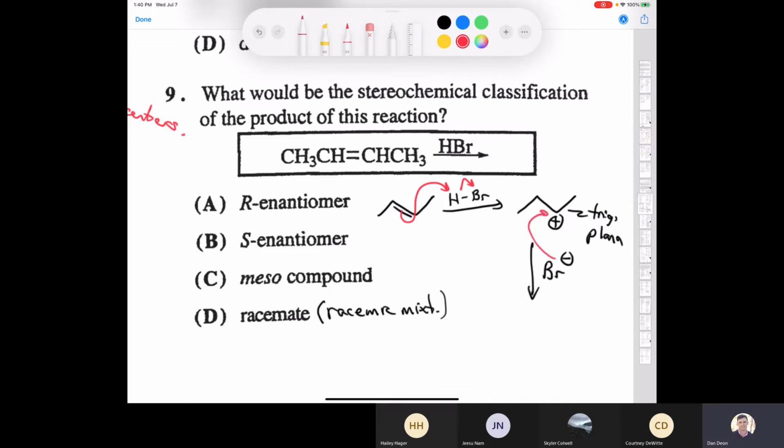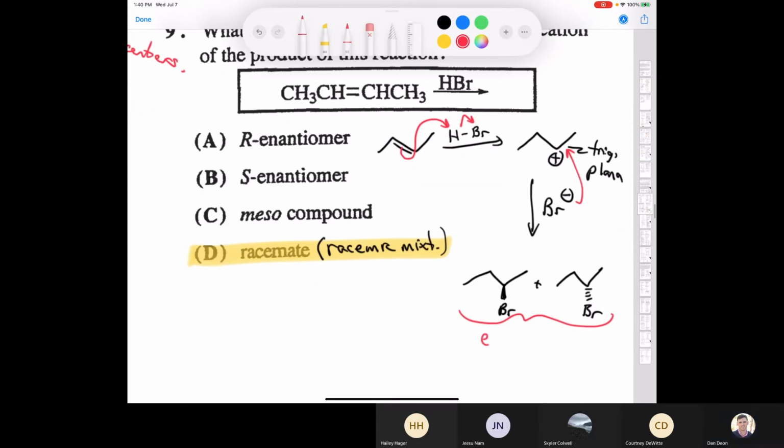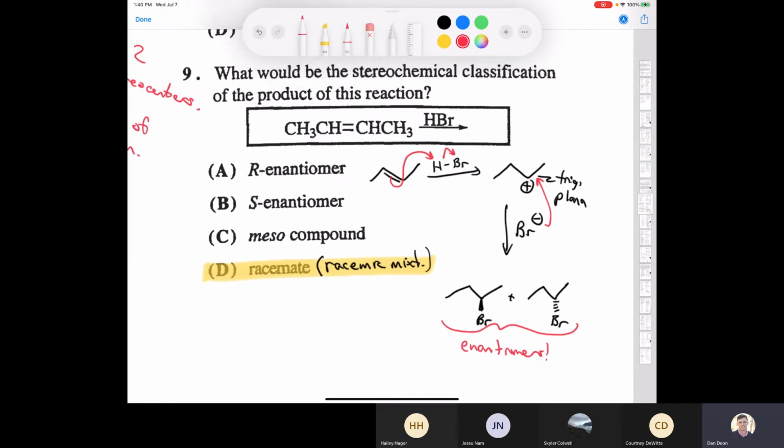It can attack from this side or it could attack from this side. And so what we end up with are 2 compounds. We end up with this compound and its enantiomer like this. So we end up with a racemic mixture, so a racemate. And again, the relationship between these 2 compounds is that they are enantiomers. All right, good, good.